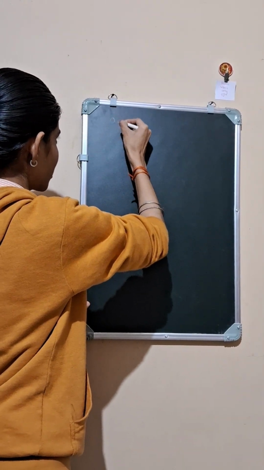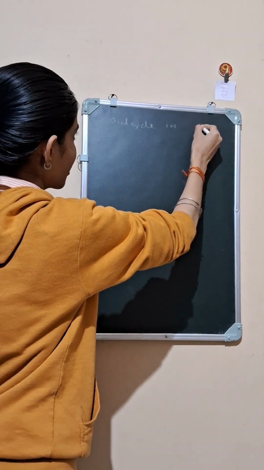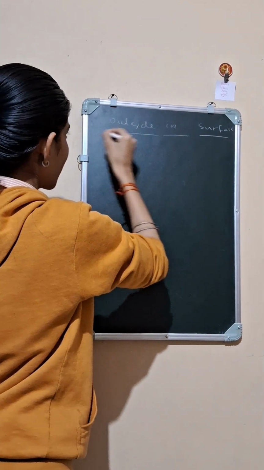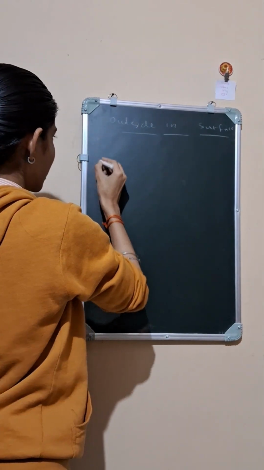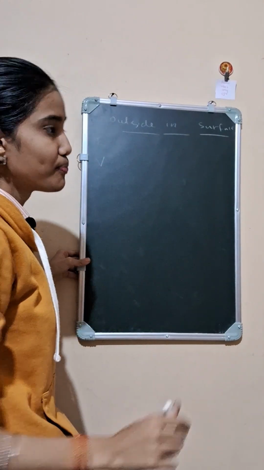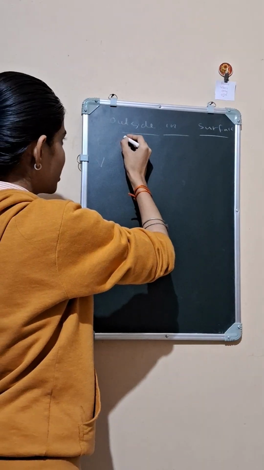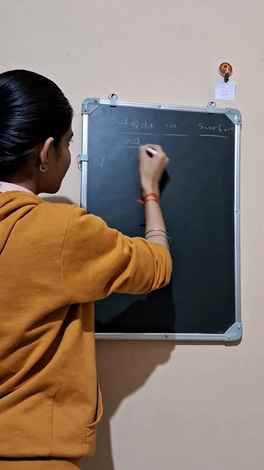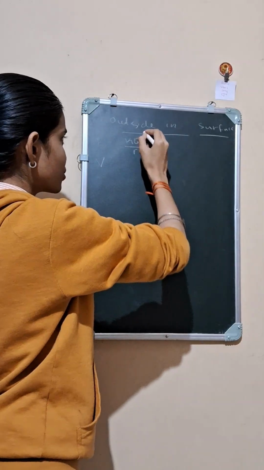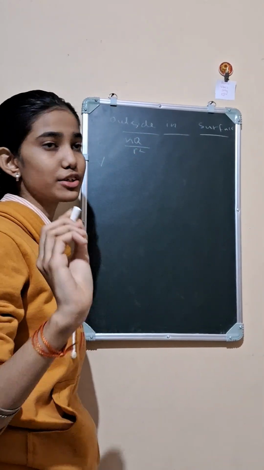So for a point outside, inside, and on the surface, field and potential, intensity of field actually. Outside it will be equal to kq by r square, where k is the constant, q is the charge on the sphere, and small r is the distance of the point from the center of the sphere.